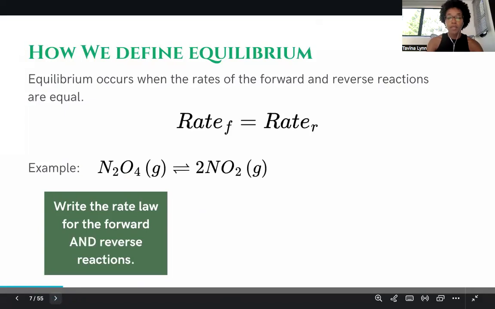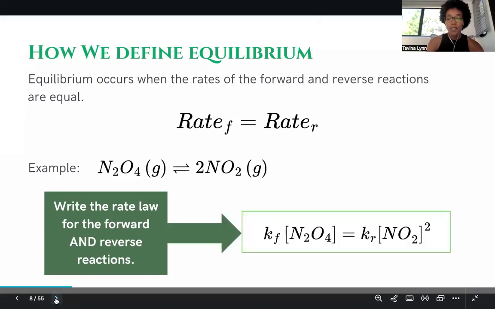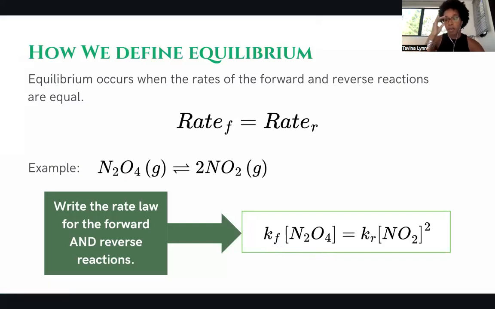We have N2O4 going to NO2. I want you to pause this video and write the rate law for the forward and the reverse reactions. So go ahead and pause it and write it. So once you've written it, this is what you should have. The rate law is the rate constant times the concentration of the reactants. And I've just denoted K sub F to mean the rate constant for the forward reaction.